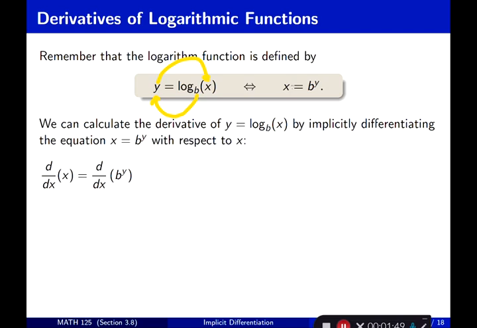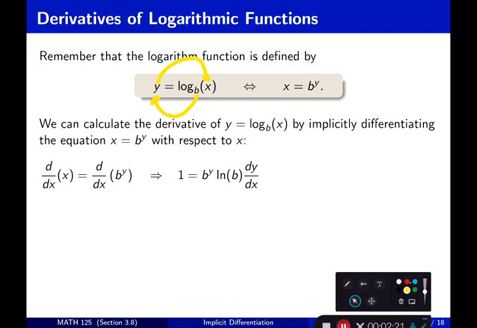That would be the derivative of x is equal to the derivative with respect to x of b to power y. The derivative of x would be 1. The derivative of b to power y is going to be b to power y ln of b, that's the derivative of the outside function, times the derivative of the inside function, which is dy dx, that's y prime basically. Now when you look at this, you see that you can actually solve for dy dx.